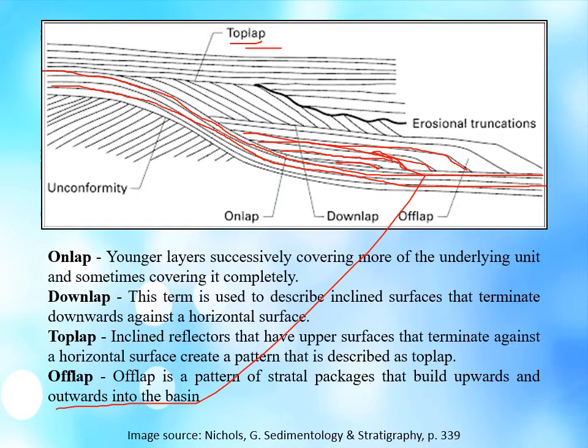When these inclined surfaces or inclined strata make an angle with the bottom horizontal surface, then this portion is known as downlap. When this inclined surface makes an angle with the upper horizontal surface, then this portion is known as toplap. So for terminology: onlap, offlap, downlap, and toplap.